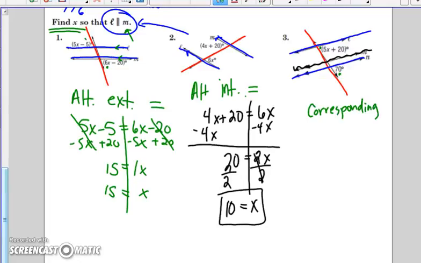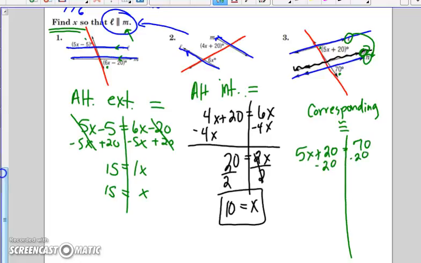Now remember, L and M are parallel, and M and N are parallel, so N and L also must be parallel. Then our corresponding angles are going to be congruent to one another. So that means that 5x plus 20 is going to be equal to 70. We're going to subtract 20 from both sides. So it gives me that 5x is equal to 50 divided by 5. So x equals 10.